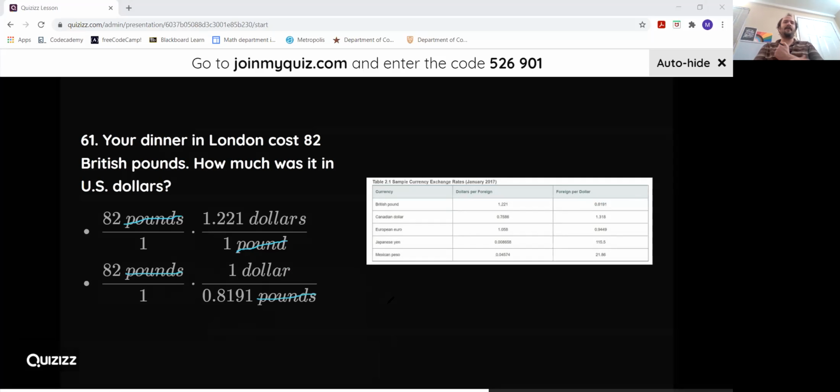So whether I multiply by 1.221 or divide by 0.8191, I should be getting around the same number, which I believe is $100.12. That's what the solution was. And then the other thing you might want to take away is I got my dollars and they're staying on top. If they were on bottom, I might have had to flip things around or something, right?